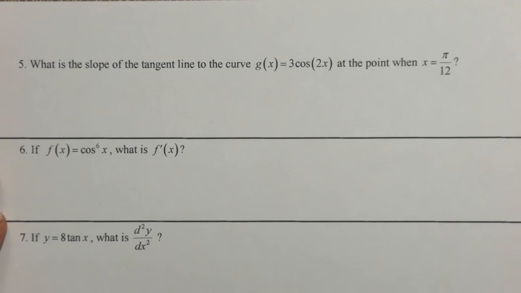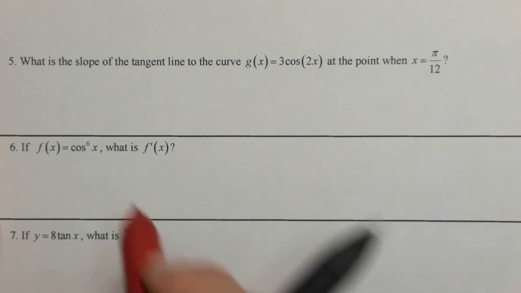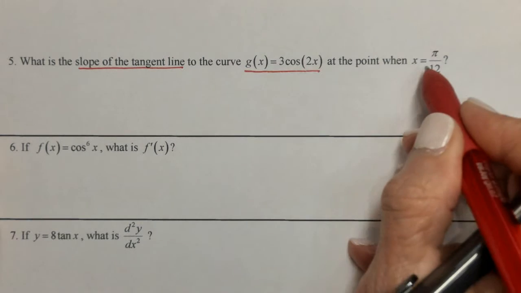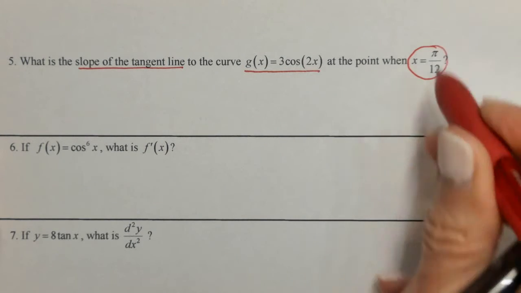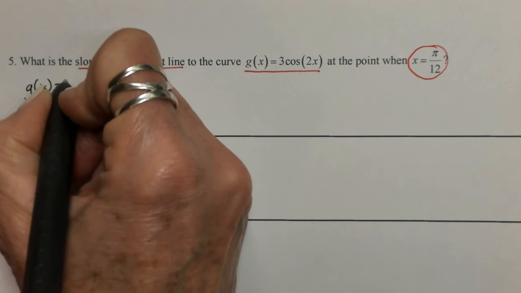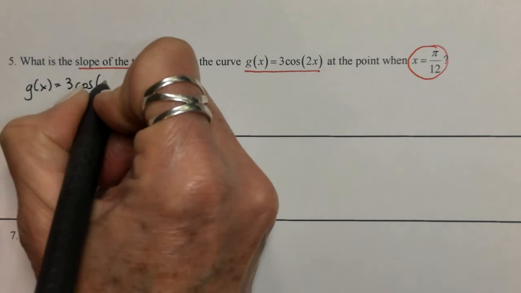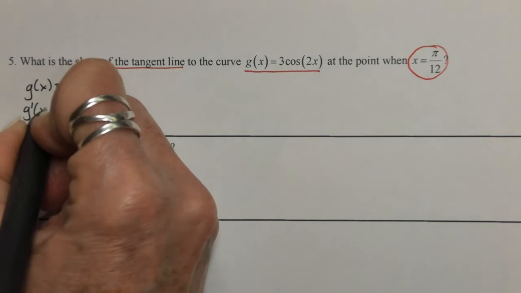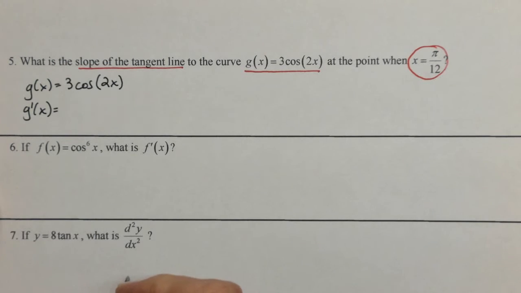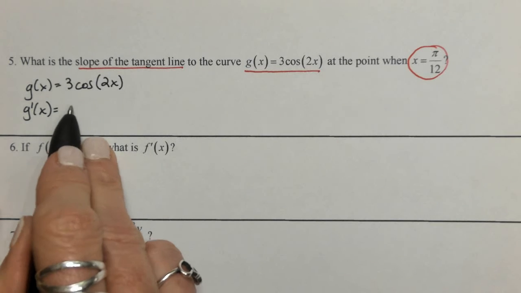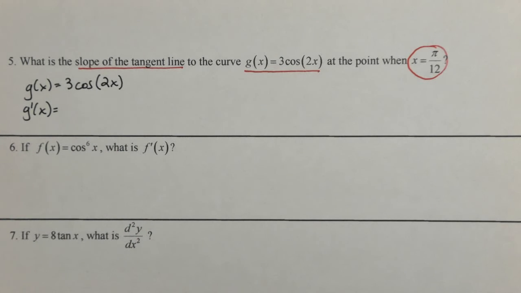Okay, what is the slope of a line tangent, another way to say derivative, to this curve at the point when x is pi over 12? Okay, I'm going to write down what g of x is. Okay, g prime is equal to, all right, the 3 is just going to be multiplied by our answer. We don't have to do anything else with it. Just keep it and multiply by it.